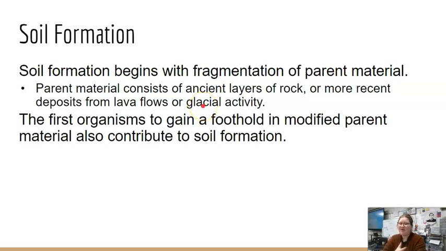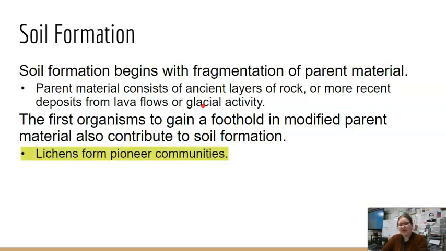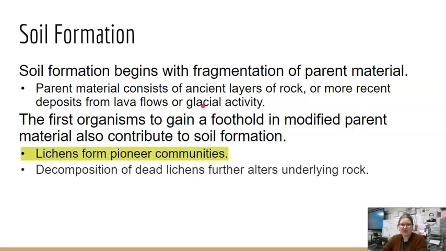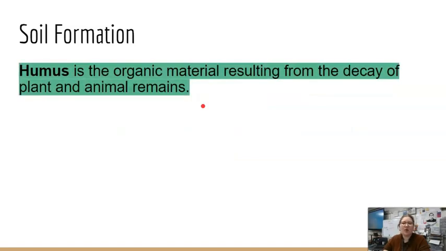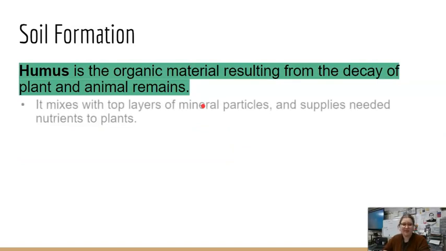So when we talked about primary and secondary succession, soil formation is happening in primary succession. Those first organisms are going to be our pioneer communities. So lichens form those pioneer communities. And then decomposition of dead lichen further alters the underlying rock, and that's adding that organic material. And then humus is the organic material resulting from the decay of plant and animal remains.